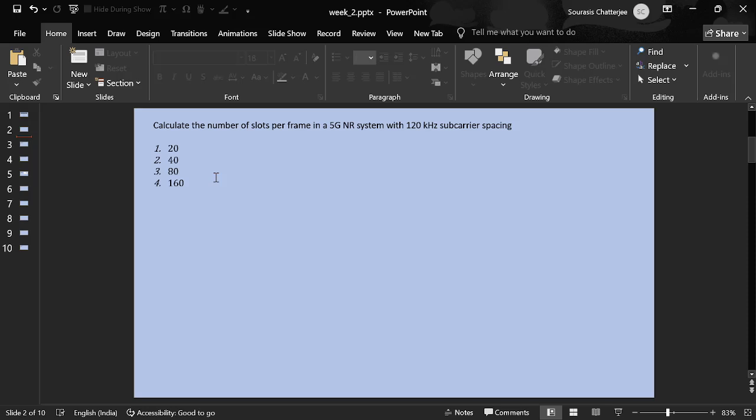And as one of you correctly pointed out, each frame is divided into 10 subframes. So subframe is also numerology independent. That means it also has a fixed duration of 1 millisecond. And then comes slot. So where exactly does slot vary from subframe and frame? What is the difference apart from the time duration?